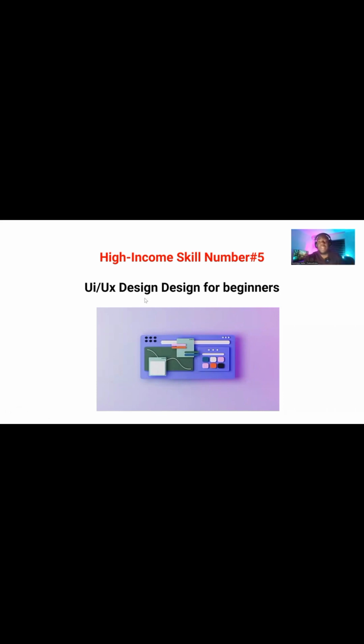Is the UI/UX design for beginners, right? You're going to learn how to design apps and websites and create good user designs and user interfaces for people. This requires a laptop. So if you are more of the design kind of person and you are maybe a graphic designer and you want to upskill so that people can pay you more for that, then this is the ideal course for you.